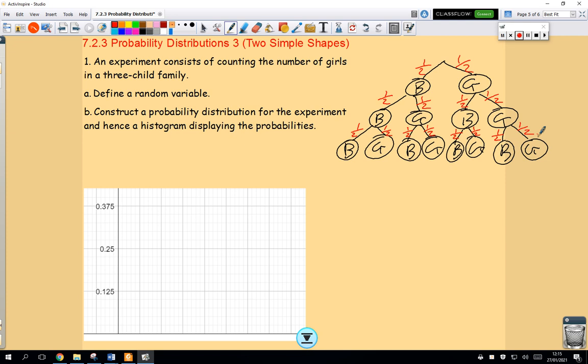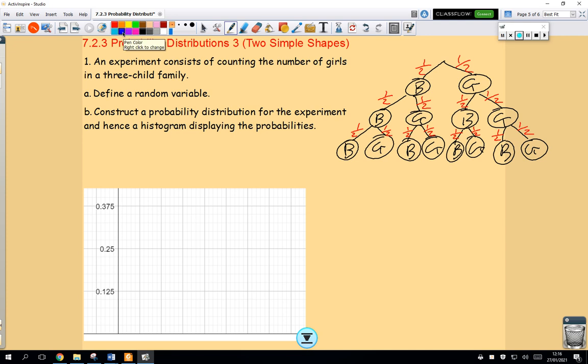To find the probability of any particular event, you just multiply the probabilities along the branches. So the probability of a boy followed by a boy followed by a girl would be a half times a half times a half. Okay, so there are 8 possible outcomes.